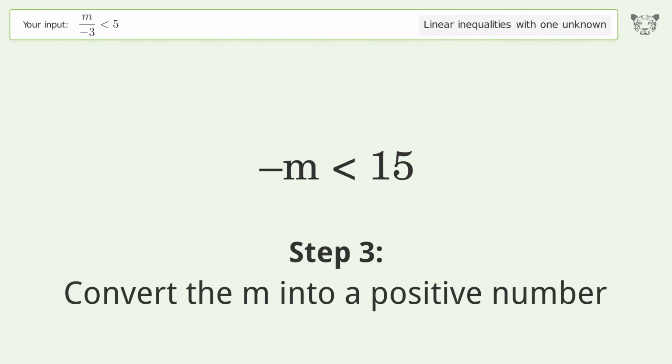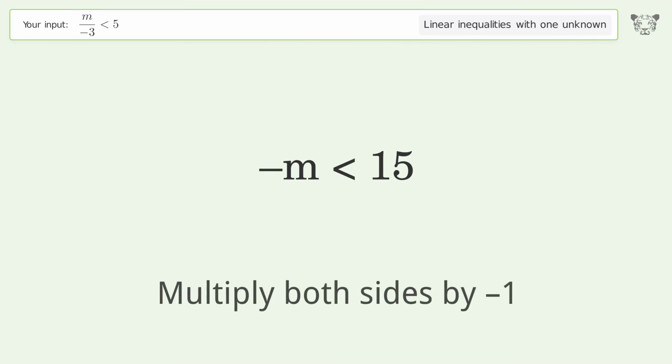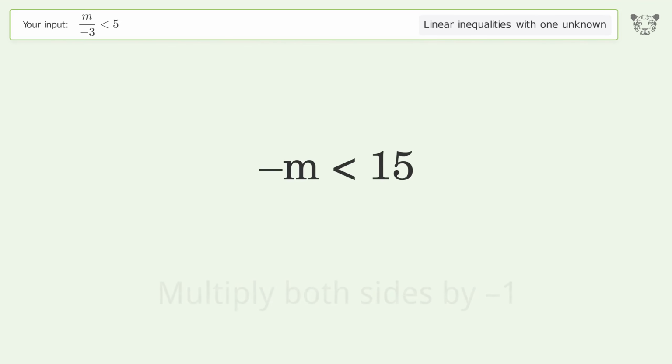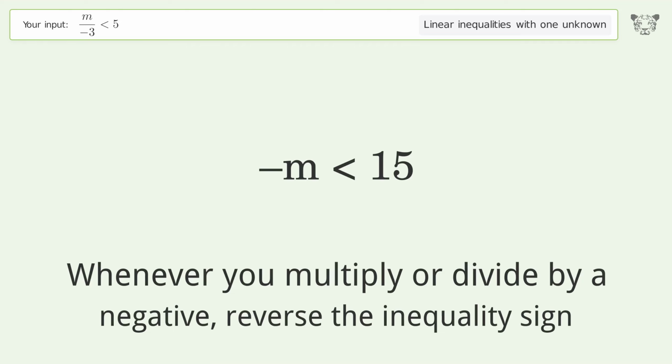Convert the m into a positive number. Multiply both sides by -1. Whenever you multiply or divide by a negative, reverse the inequality sign.